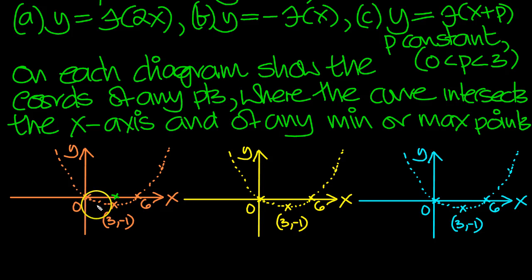The minimum will be here, halfway along. So this point, which is now the minimum for this curve, will be (3/2, -1). And when you put 3 over 2 in here, the 2's will cancel, it'll be f of 3, which will be the value minus 1. So that's what we've got then.